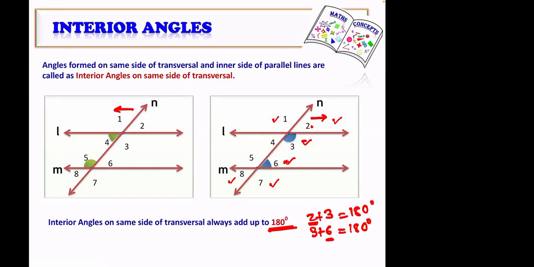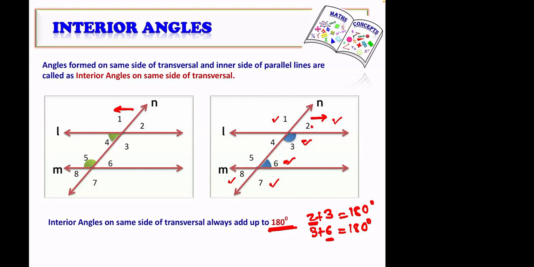So what we have learned so far: first one, vertically opposite angles, they will always be equal. There is no condition of parallel lines for vertically opposite angles because they are always formed by intersecting lines. Second, we learned about corresponding angles. When two lines are parallel and are intersected by a transversal, then the corresponding angles formed are equal.